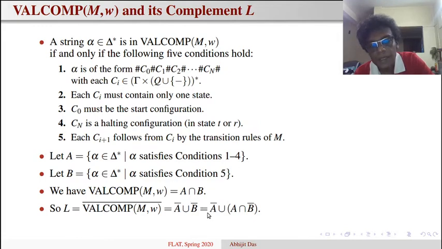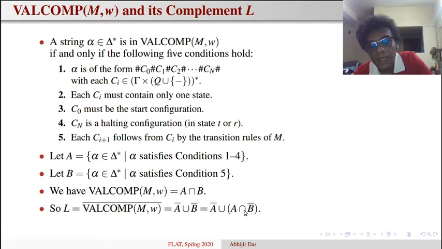And I can write this way. This is same as this, A complement union A intersection B complement. So what are these parts? This A complement consists of strings over delta which are not syntactically correct. And this part contains all strings that are syntactically correct but not semantically correct.